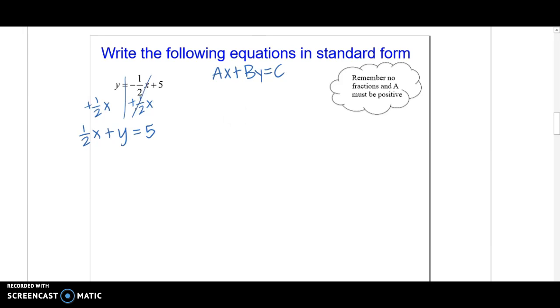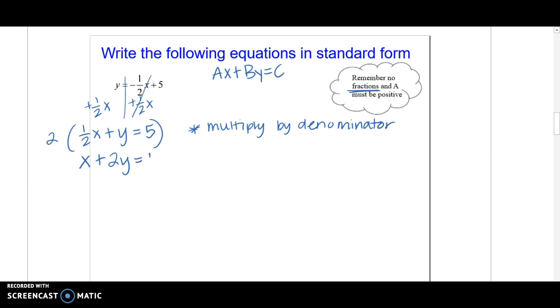Okay, because those canceled. Now remember, we cannot have fractions. So how are we going to get rid of this fraction? Well, remember, we multiply by the denominator. And this is what we did yesterday. I'm going to multiply this whole thing by 2, by that denominator. Well, 1/2 times 2, that's just 1. So those 2's cancel out, and we get 1x. So I'm just going to leave x plus 2 times y equals 2 times 5, which is 10. So your final answer is x plus 2y equals 10.